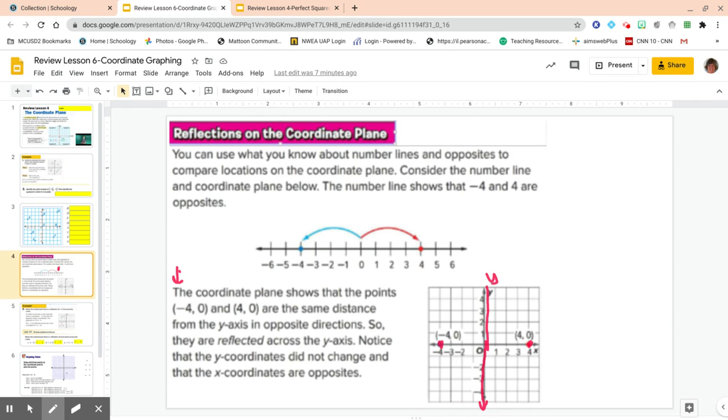Notice that the y-coordinates did not change, and the x-coordinates are opposites. So what did that mean? Well, I start at 0, 0, 1, 2, 3, 4, going across, and 0 up and down. However, when I look at this point over here, I am going 1, 2, 3, 4 in the negative direction and 0 up and down. That's what they're talking about there.